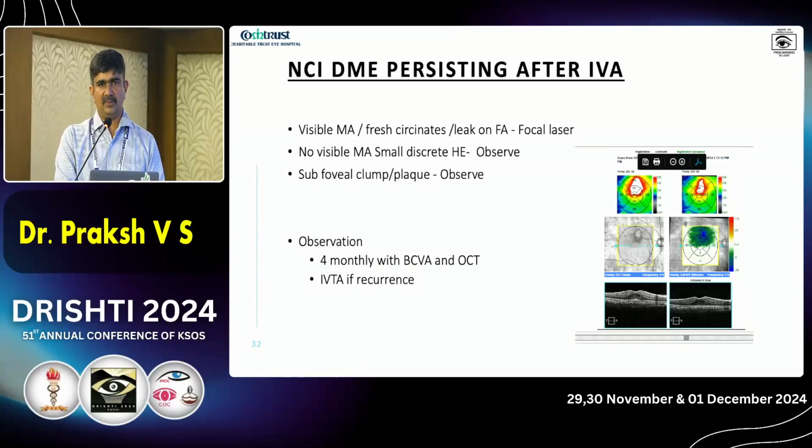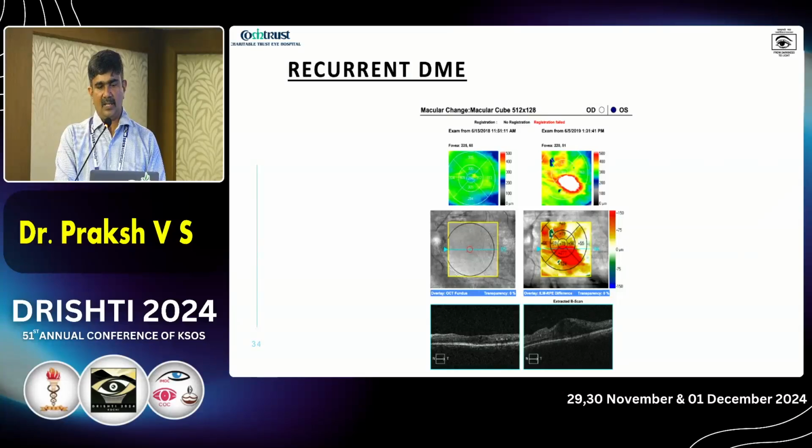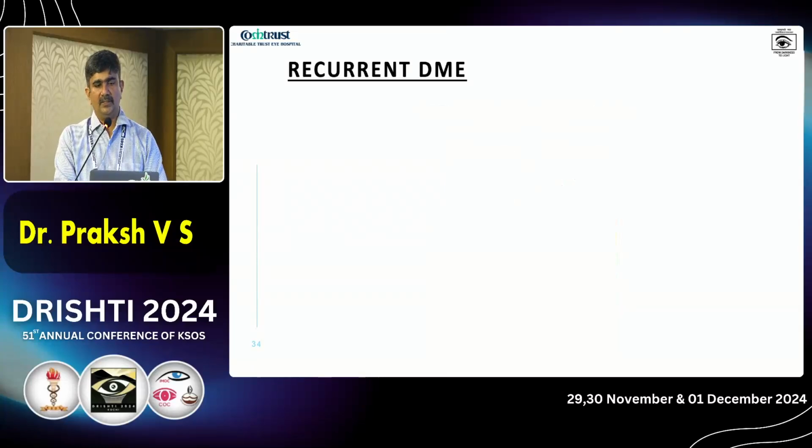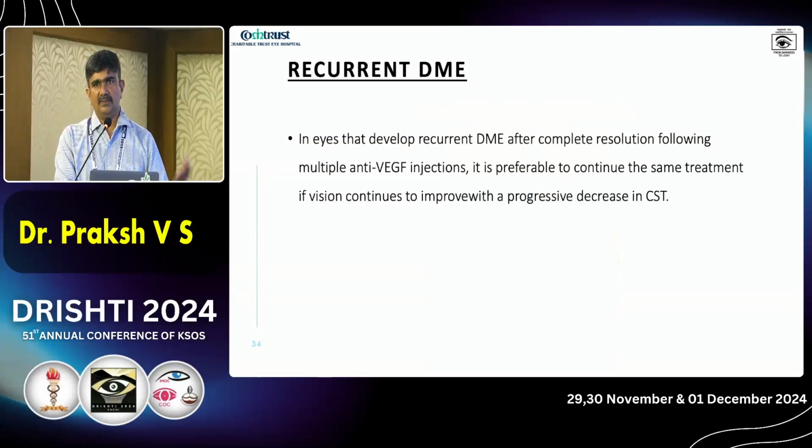If there is nothing visible, or if there is a hard subfoveal clump or plaque, then those patients can be observed without further treatment. And recurrent DME: a case like this, where it has responded very well, completely gone back to normal, now recurs. What will you do? Here it is better to restart treatment with the same drug that you have used before for treating the macular edema, because it had responded previously also.